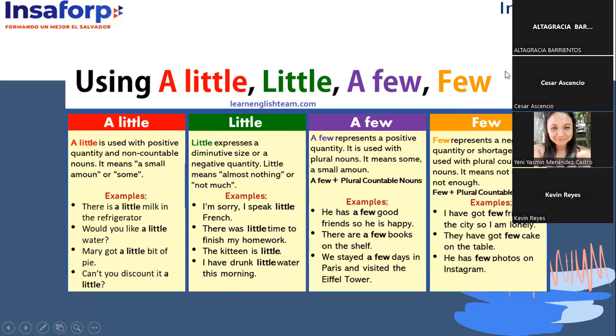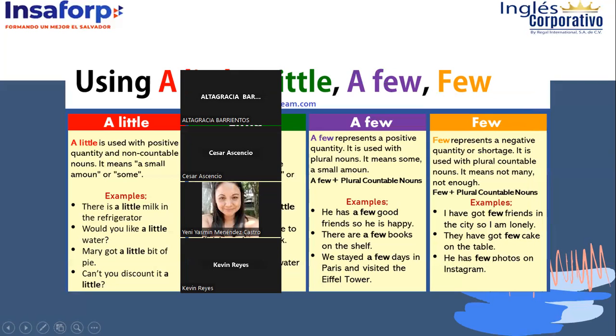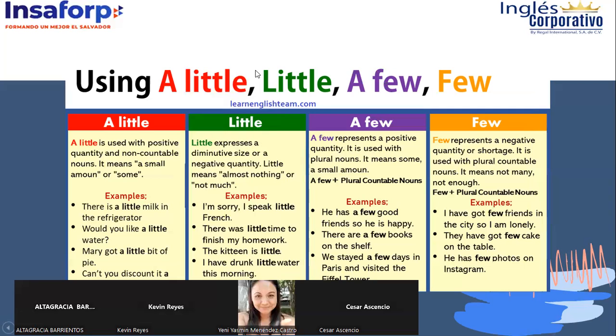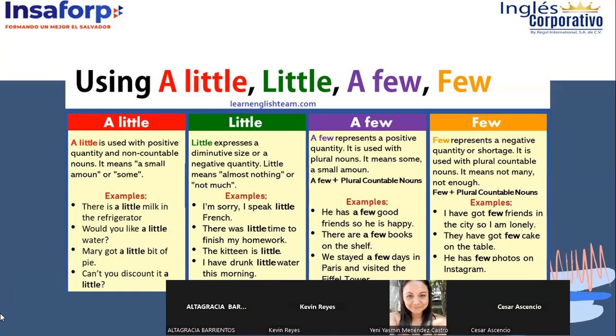Then we have few. Esta la utilizamos con una actitud un poco negativa. ¿Por qué? Porque no alcanza. Few no alcanza. It represents a negative quantity or shortage. It is used with plural countable nouns. It means not many or not enough. No suficientemente. Okay, so tenemos algunos ejemplos acá. Altagracia, can you please read the four examples, please. Los cuatro ejemplos.